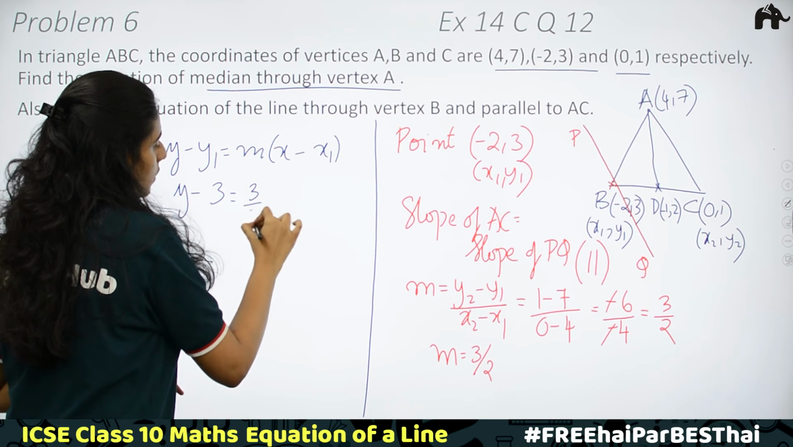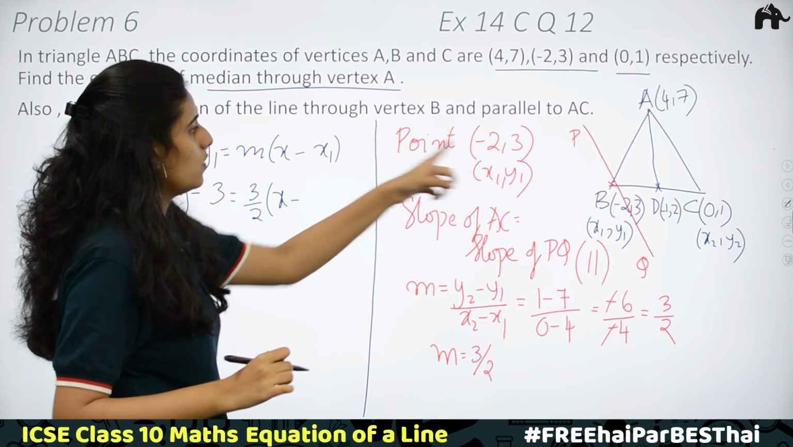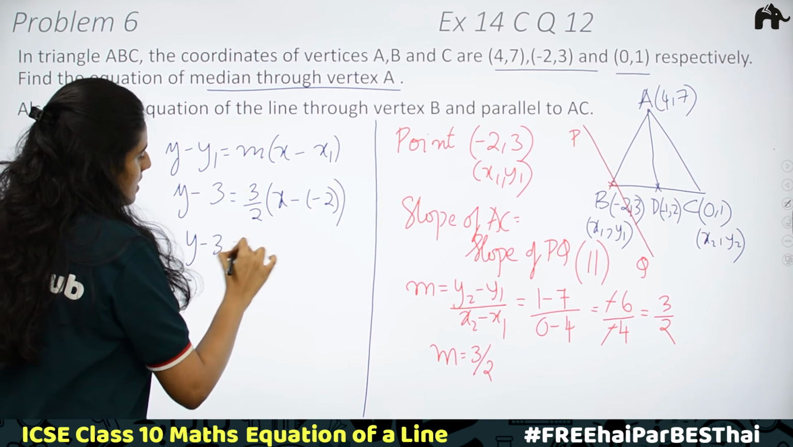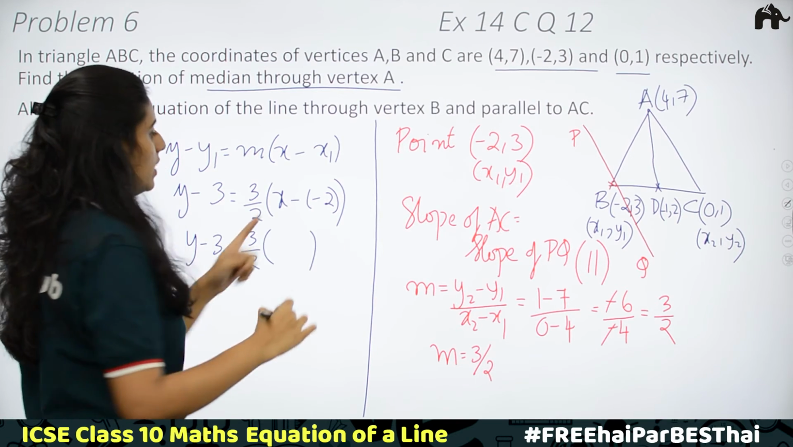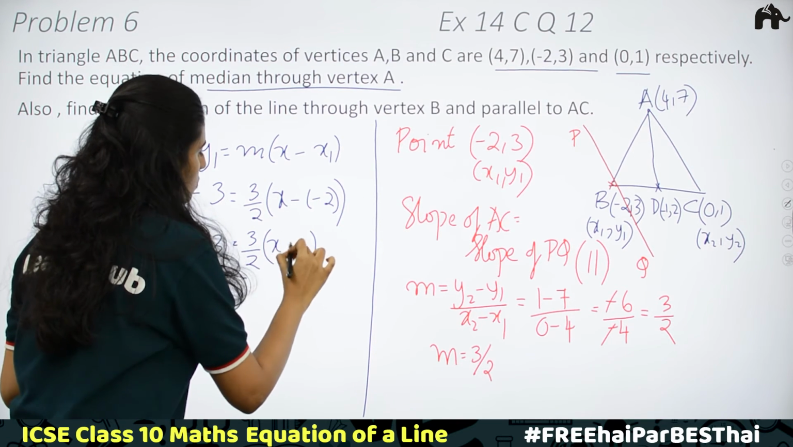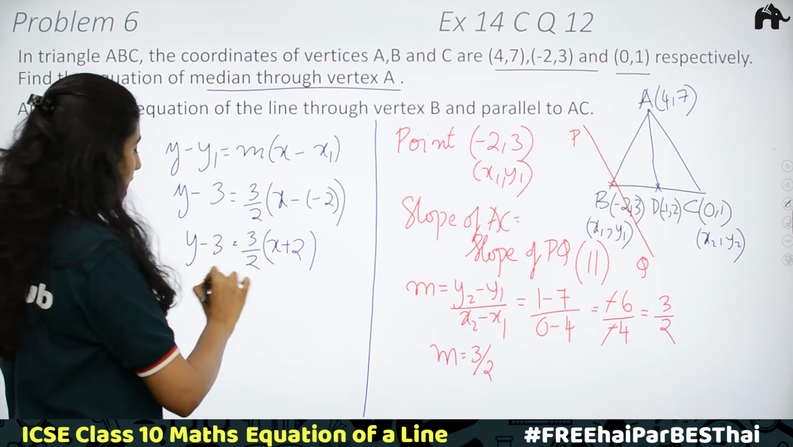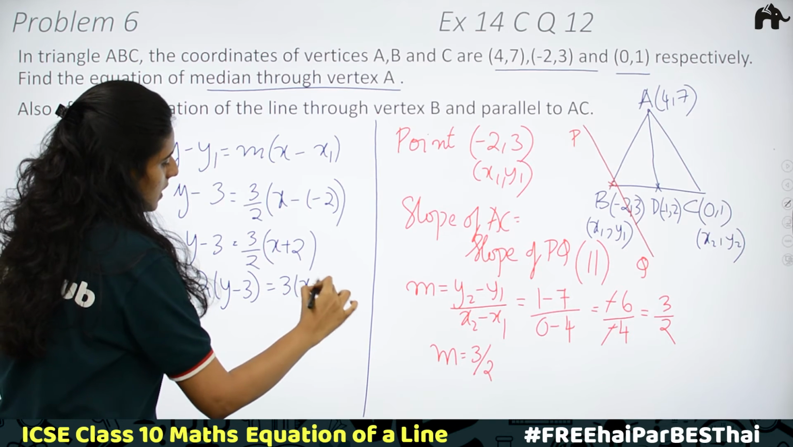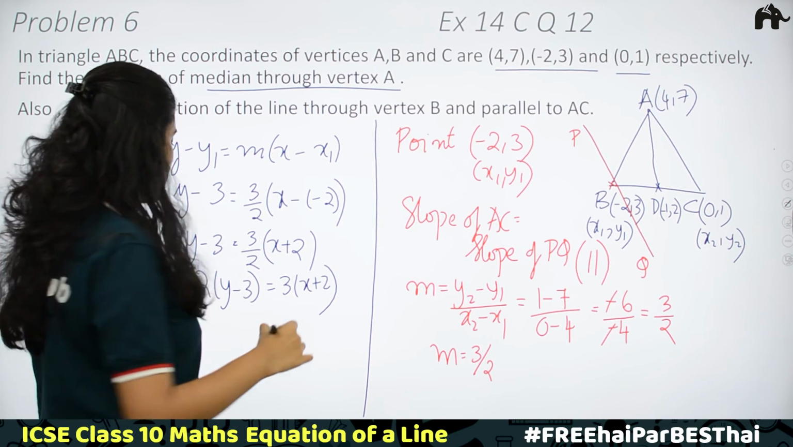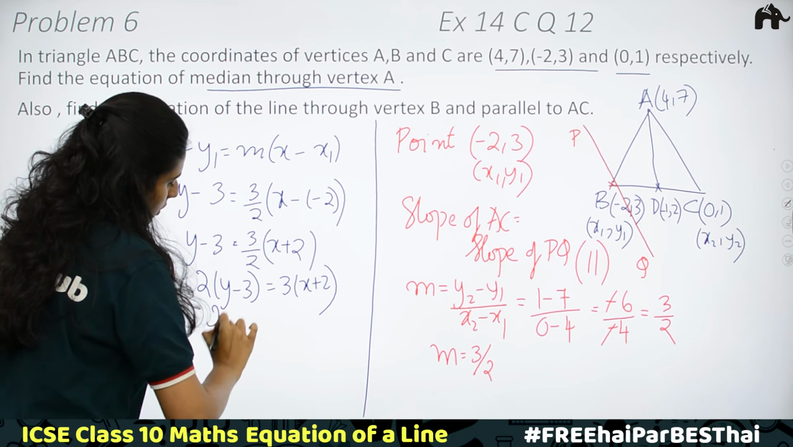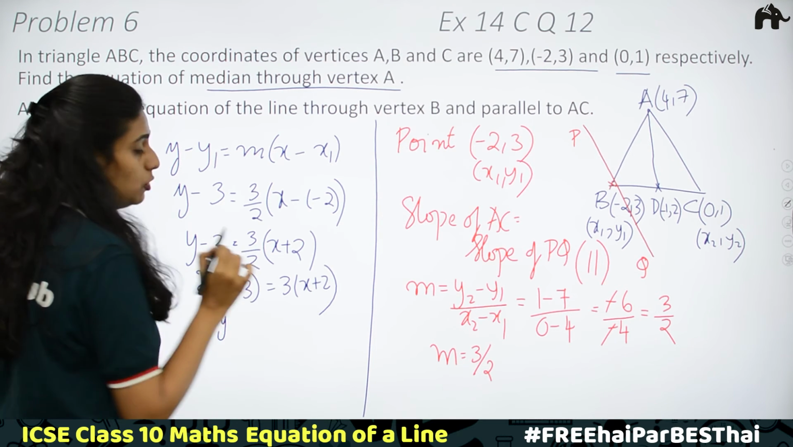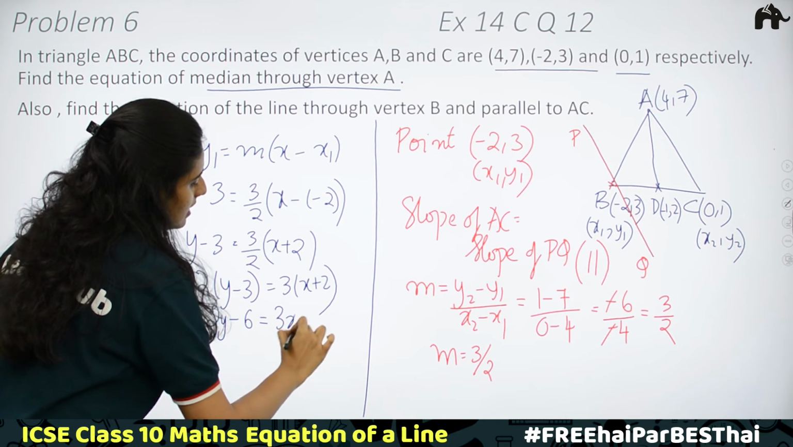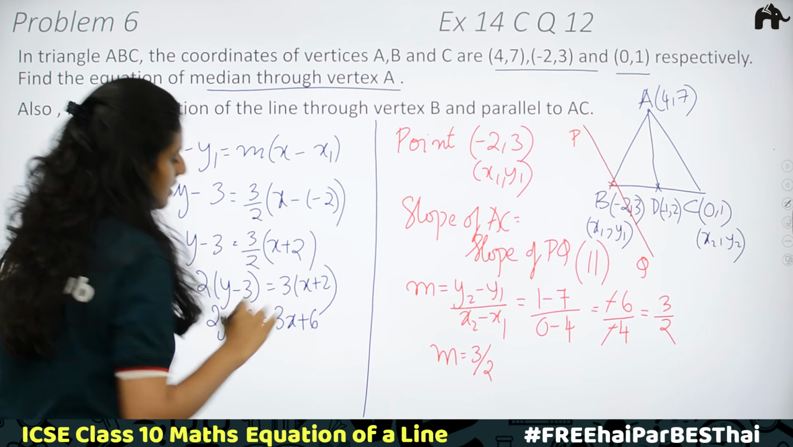That is 3 by 2 into x minus x1, which is -2. Y minus 3 is equal to 3 by 2 into x minus of -2, which is x plus 2. Taking this 2 to the opposite side, we get 2 into y minus 3 is equal to 3 into x plus 2. Removing the brackets and multiplying, 2 into y is 2y, 2 into -3 is -6, equal to 3 into x is 3x, plus 3 into 2 is 6.